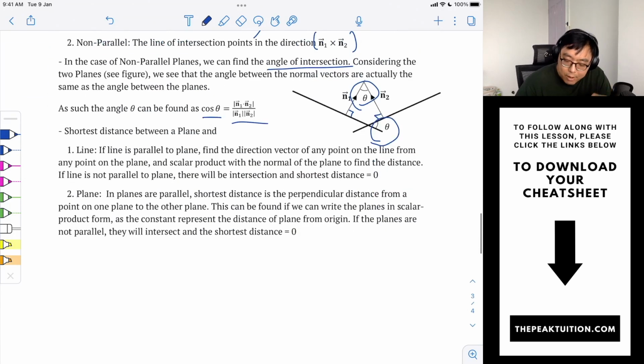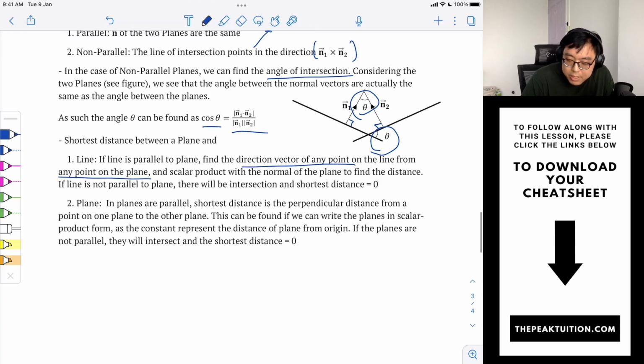But if they are parallel, then we need to know the direction vector from any point on the line to any point on the plane. Any point on the line is quite easy to find because usually we have the lambda m plus a, where a is a point on the line. For any point on the plane, it may not be so straightforward. This one you might need to guess.